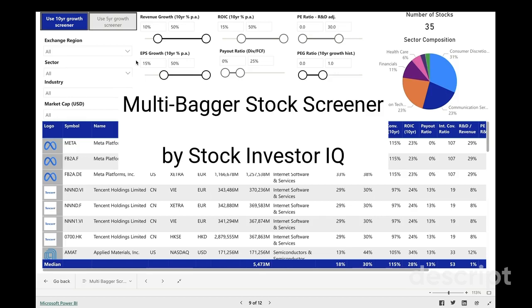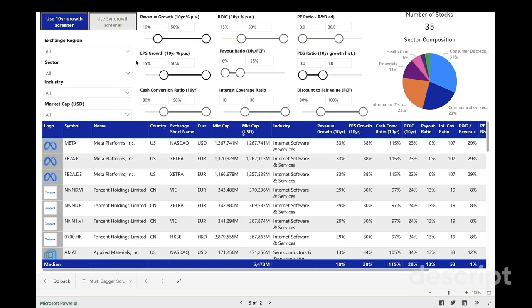Welcome to the Multibagger Stock Screener by Stock Investor IQ. In this video, we'll guide you through using this powerful tool to identify stocks with the potential to multiply your investment 100-fold, based on the principles outlined in Chris Mayer's book, 100 Baggers. With coverage of over 25,000 global stocks, you can discover potential multi-bagger opportunities from markets worldwide.